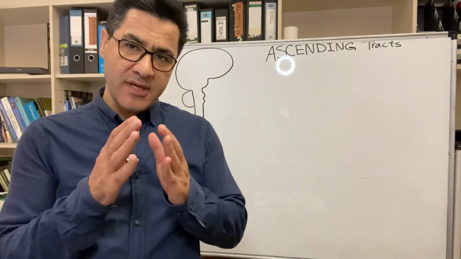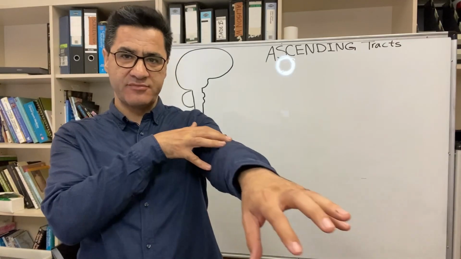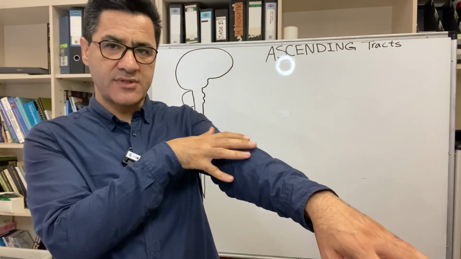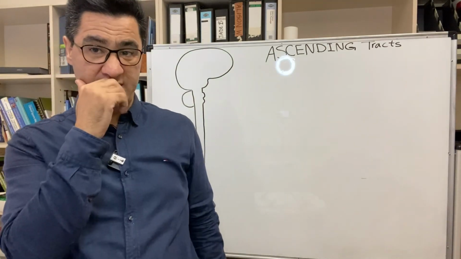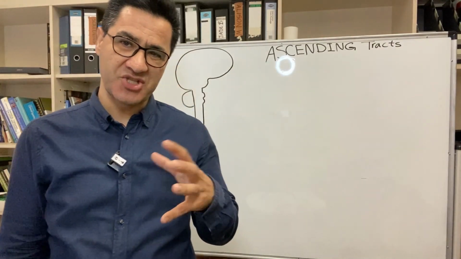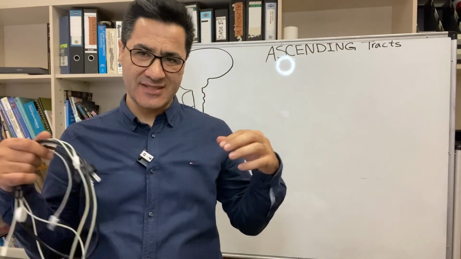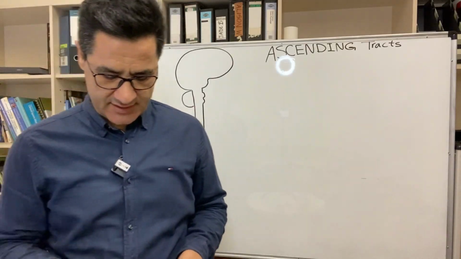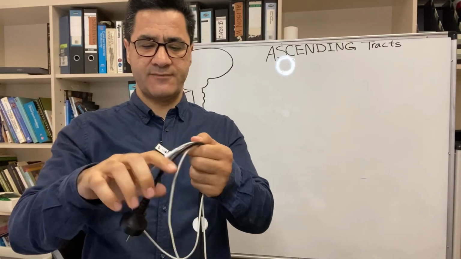As I mentioned earlier, ascending tracts carry the sensory information from our skin, our muscles, and the tendons of muscles to the brain through the spinal cord and brain stem. How are they doing that? We have a chain of 3 neurons synapsing to each other to get into the sensory cortex. If you look here, I have 3 wires.